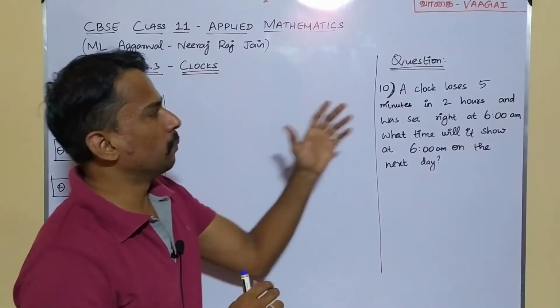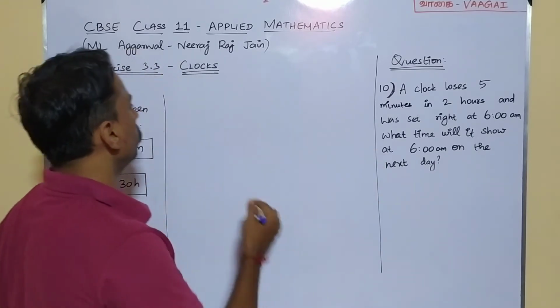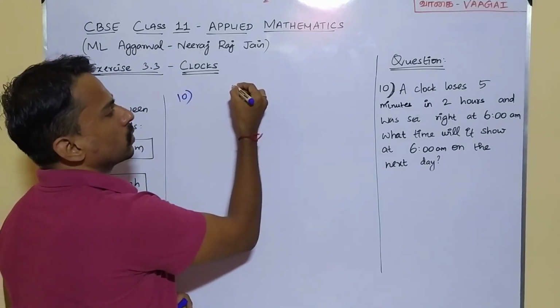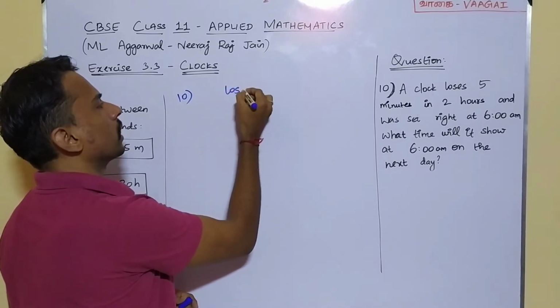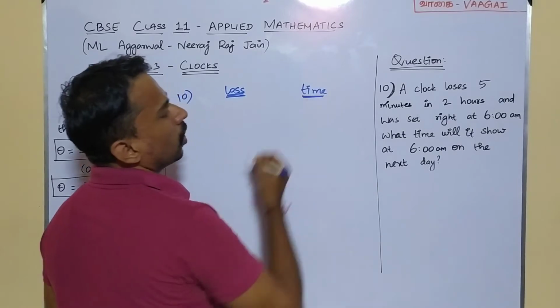To our next question, question number 10. A clock loses 5 minutes in 2 hours. So we'll note it. Question number 10. This question is again based on a clock losing time. Okay, it is going to lose some time. So we will see how much it is.